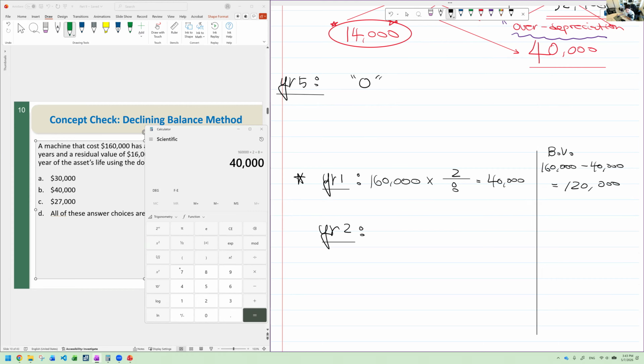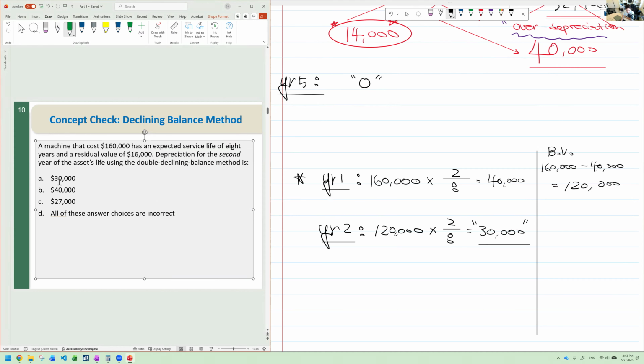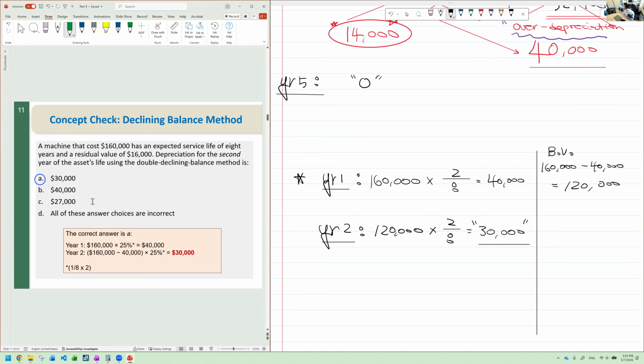All right, year 2. Year 2, $120,000 of book value. Multiply this by 2 over service life, 8 years. Okay. All right. So $120,000 times 2 divided by 8. So we get $30,000. Okay. And that's the value that we're looking for. In year 2, we depreciate this asset for $30,000. Okay. So choice A is the answer.